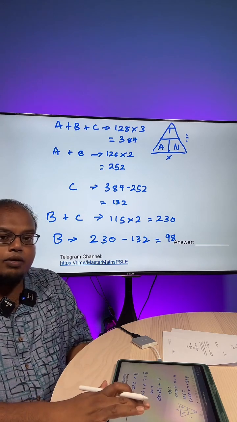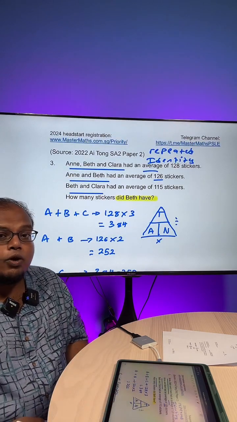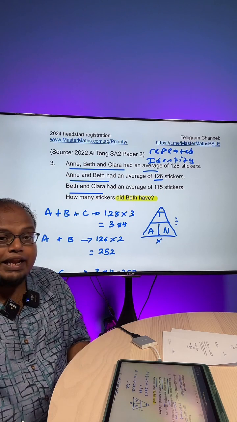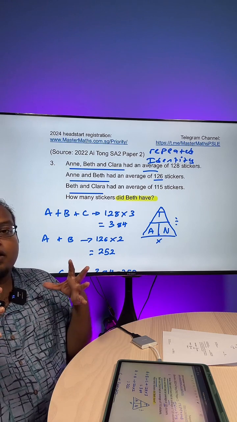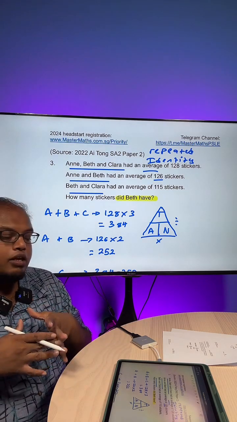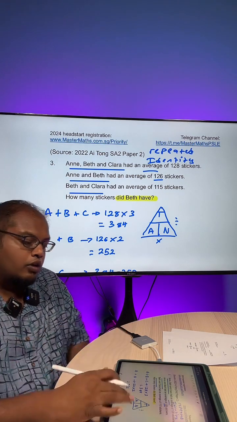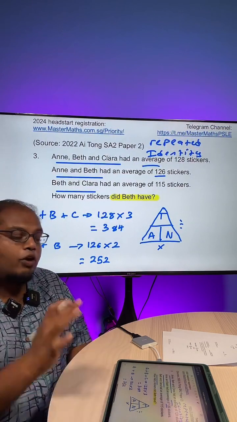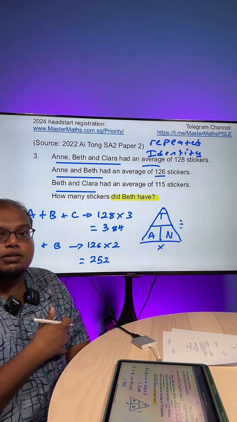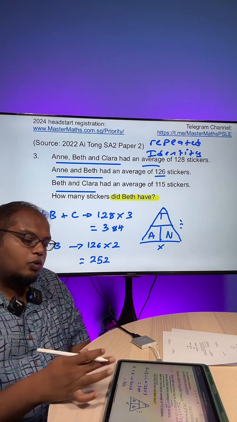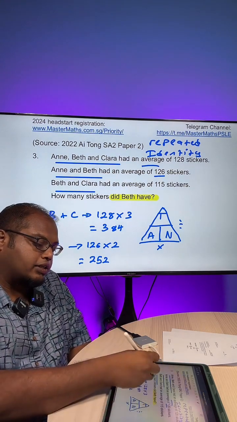Okay, so in case anyone was lost or just joined, this was a question on average with repeated identity. Just take note, when you have average and repeated identity, those are like two things combined. When you have average, the missing thing here was the total. So I can find the total. I cannot immediately use like 128 minus 126, I cannot do that. So what I need to do first, I need to find the total of Anne, Beth and Clara. So that was what I did here.